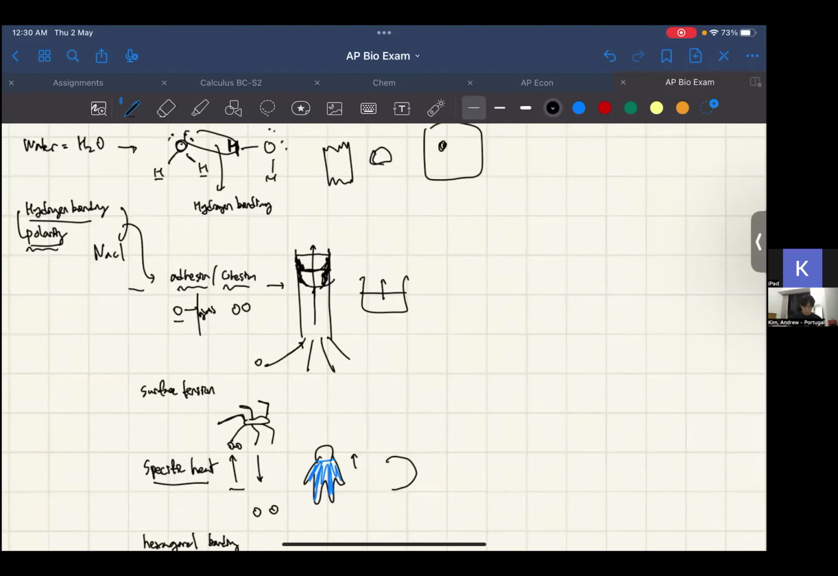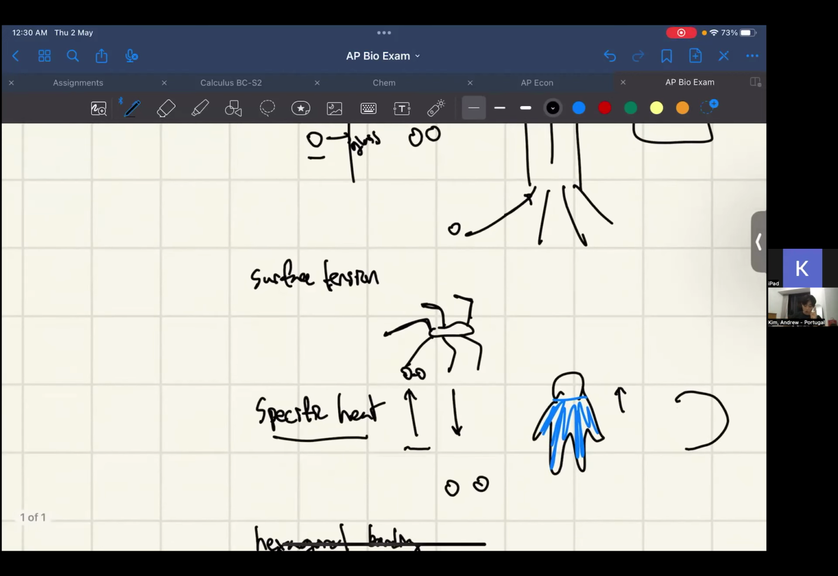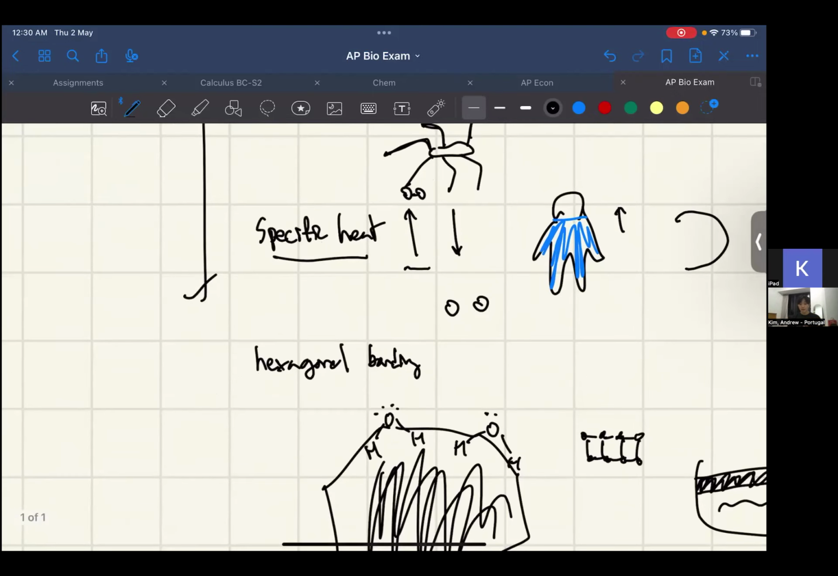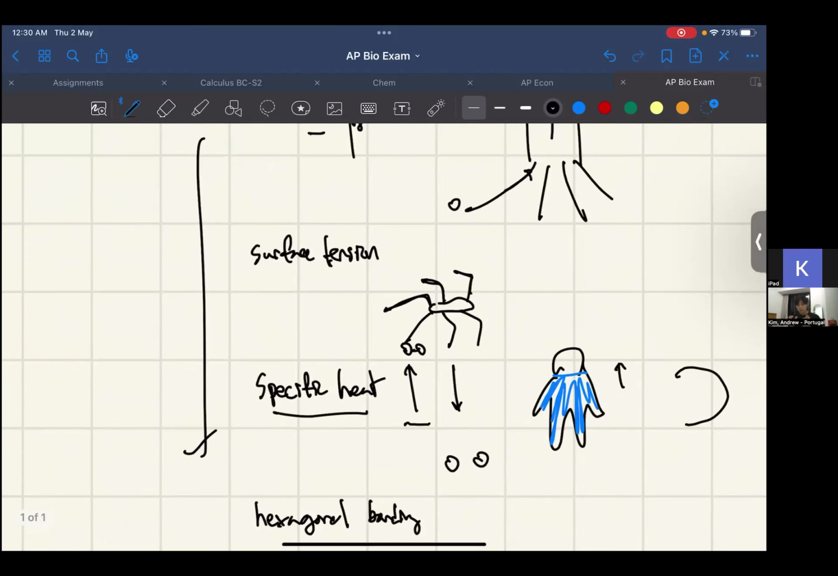So you just have to remember one thing. Hydrogen bonding happens, which makes water sticky, and that one characteristic leads to all these characteristics: surface tension, adhesion, cohesion, specific heat, and everything. Okay, hexagonal bonding is a little bit different, but still, most of the important characteristics of water come from its hydrogen bonding and its polarity, okay? So just remember that.